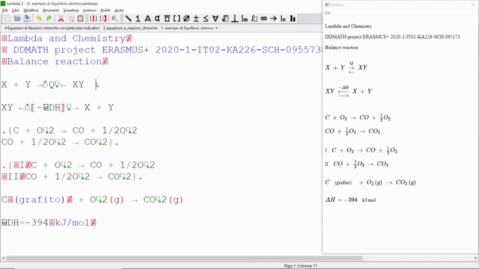Welcome to this fifth meeting on LaTeX and chemistry. Let us now present an example of a chemical equilibrium with displacement and a single indication.